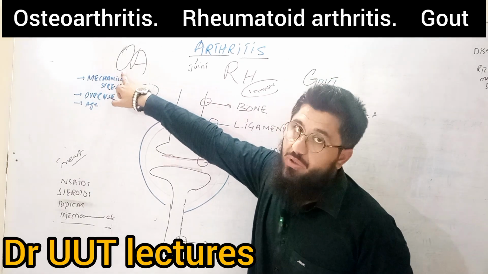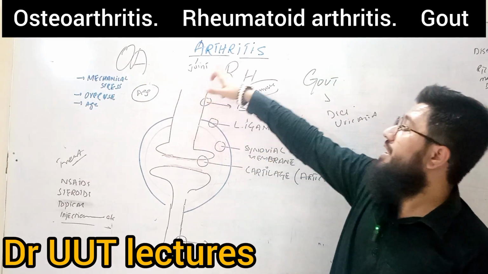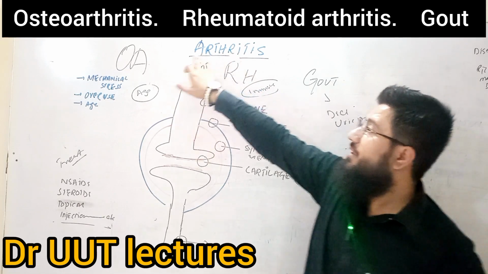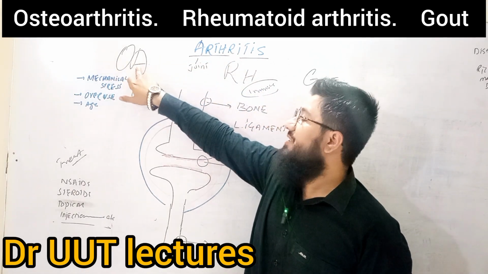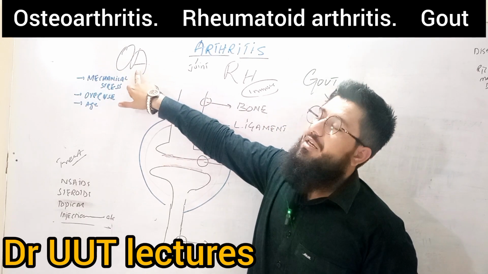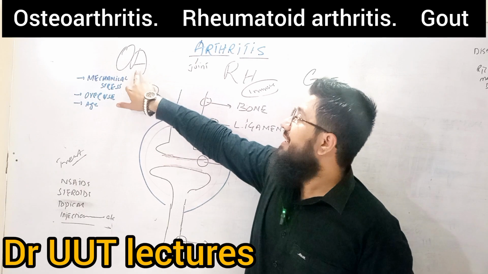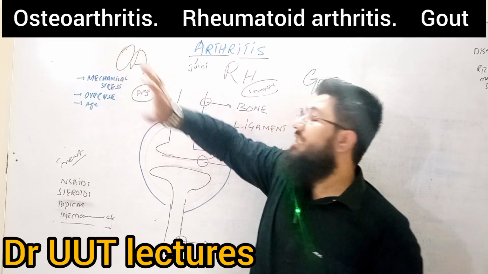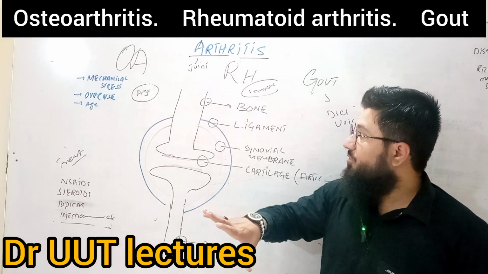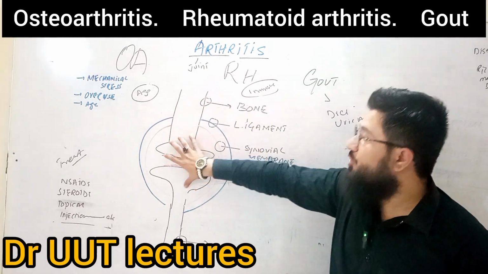Osteoarthritis. Osteo means bone. Arthron is joint, itis is inflammation. Osteoarthritis: bone, joint, inflammation. Okay, very simple. Don't be confused. Now, what is this particular term actually talking about? In case of osteoarthritis, let us consider the knee joint.